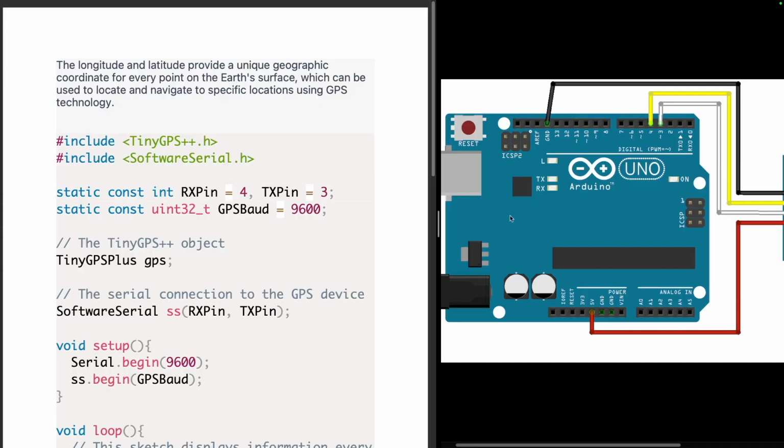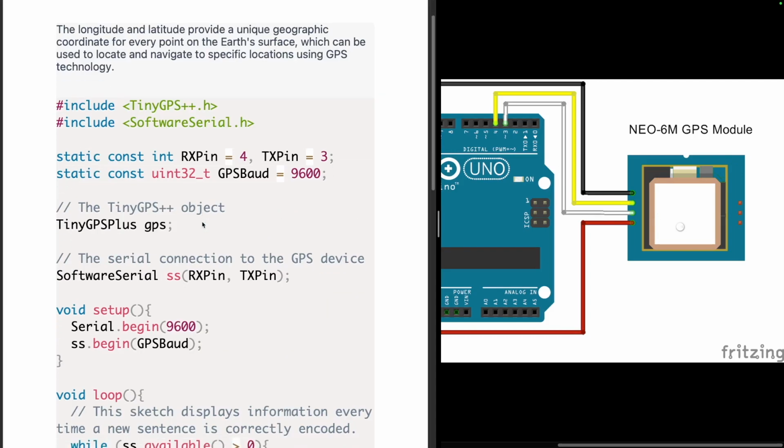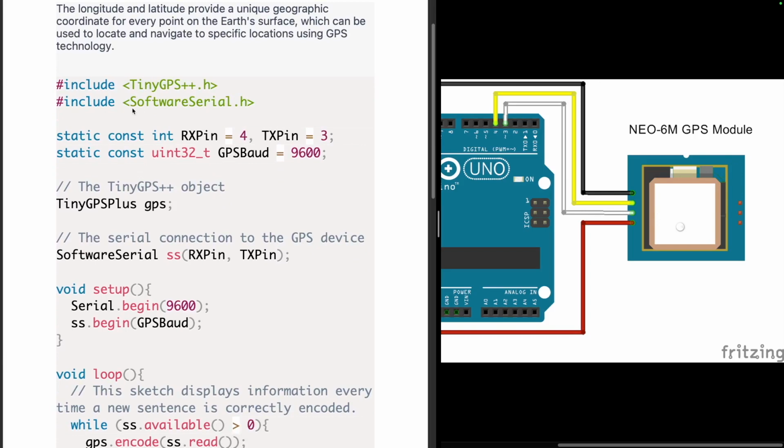So the other one is the GPS NEO-6M GPS module. It gives us the longitude and the latitude, a unique geographic coordinate for every point on Earth's surface. It can be used to navigate to a specific location using GPS technology. And this is the code and also the library provided for the NEO-6M.